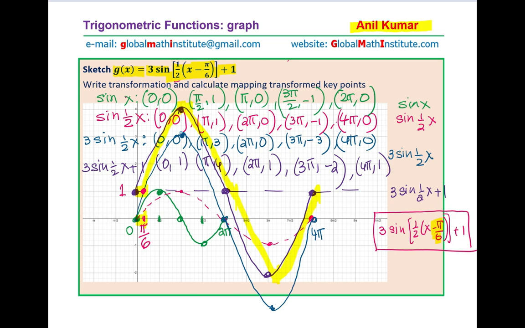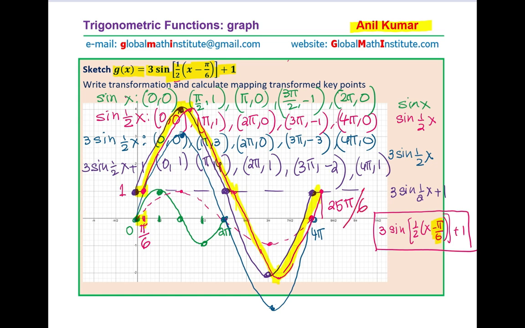And it goes up to this point, then again pi by 6, it comes down and ends up pi by 6 more than 4 pi, correct? Pi by 6 more than 4 pi, which basically means 4 pi plus pi by 6. 6 times 4 is 24. So this point here is 25 pi by 6.